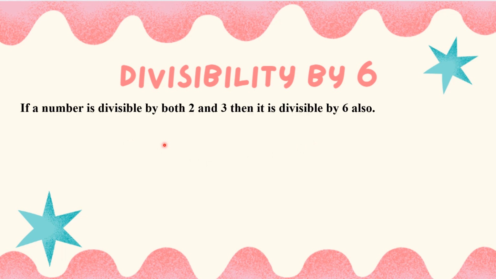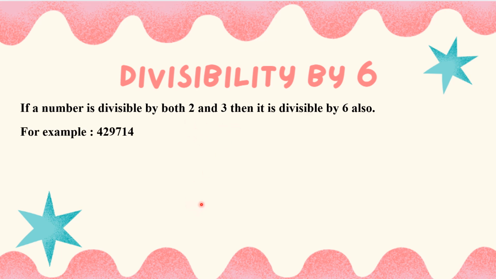Next, divisibility by 6. Divisibility by 6 tells that if a number is divisible by both 2 and 3, then the number will be divisible by 6. This line is very important. It should be divisible by both 2 and 3. If the number is divisible by only 2, we can't say that it is divisible by 6. Or if the number is divisible by only 3, we can't say it is divisible by 6. If a number has to be divisible by 6, it should be divisible by both 2 and 3.